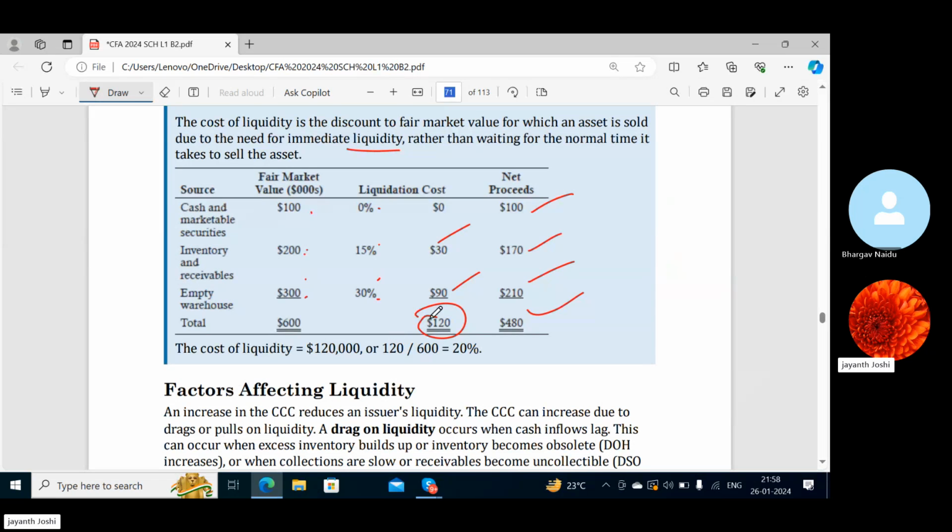That is the cost you have incurred upon the fair market value, the selling price. The loss relative to the selling price is giving you a cost of liquidity of 20%, right? So you can also calculate 600 into 0.80, which will give you 480. Shall we move forward? Yes, sir.